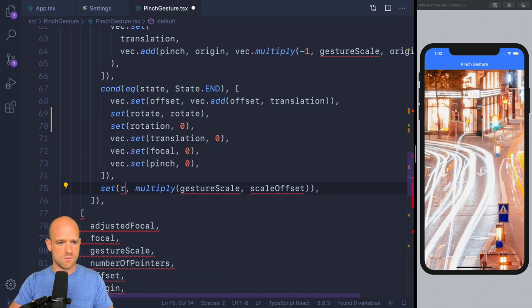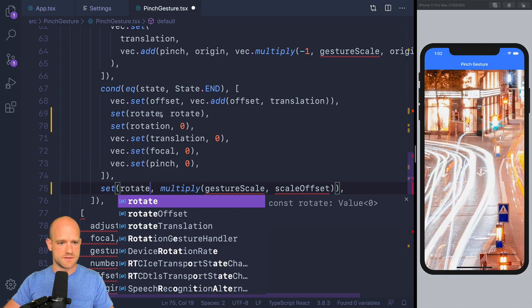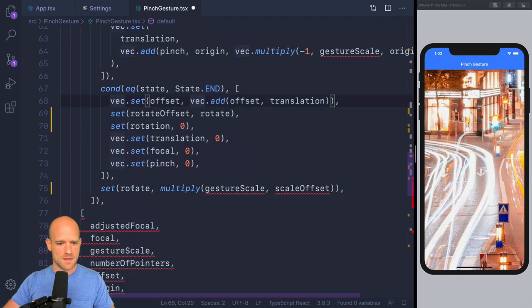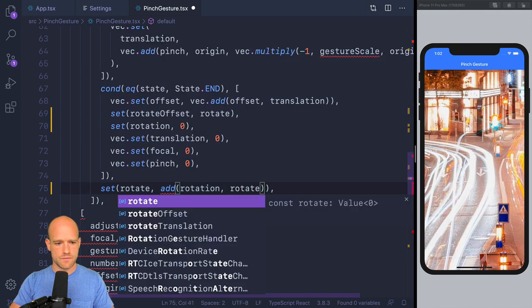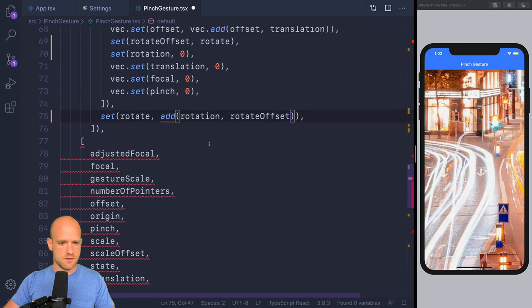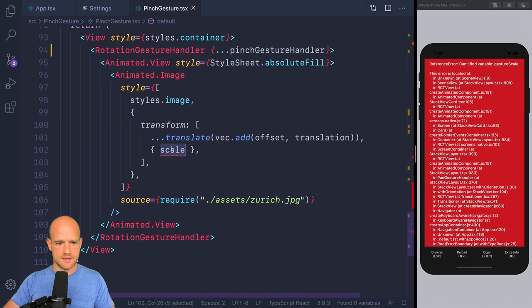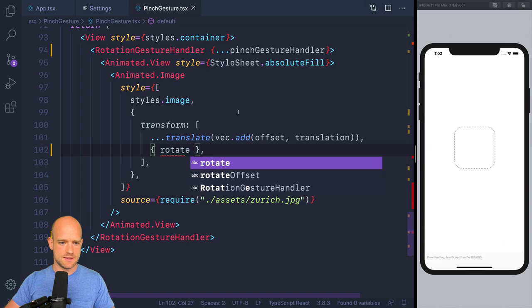And here, rotate offset here. And here, rotate is not gesture scale multiply scale offset, but it's rotation plus rotate offset. And here it's rotate instead of scale.